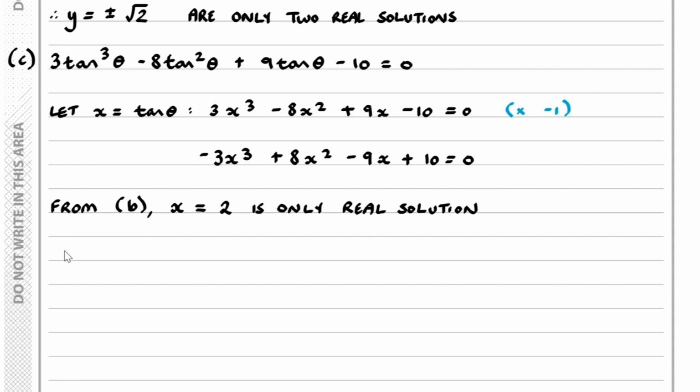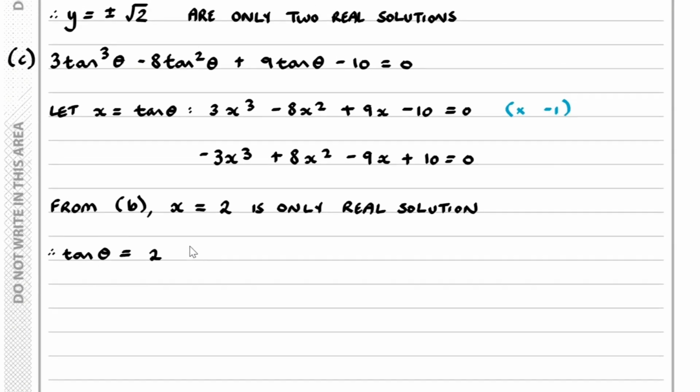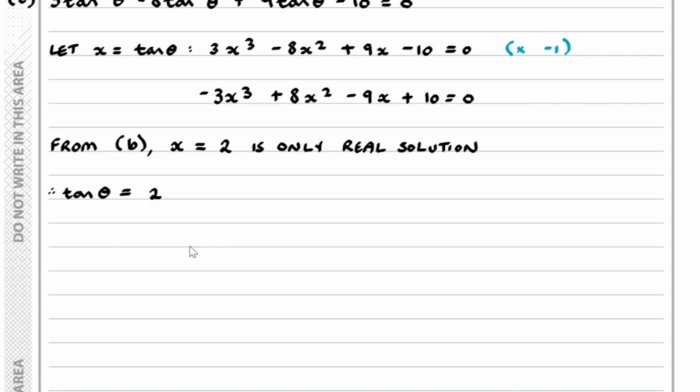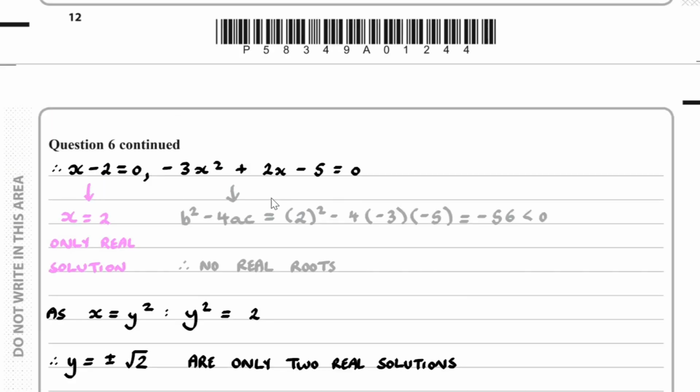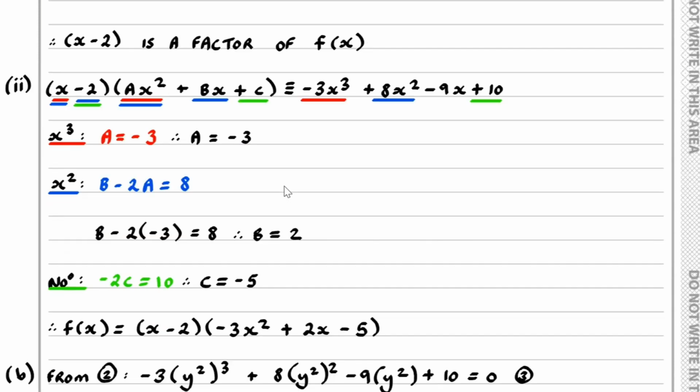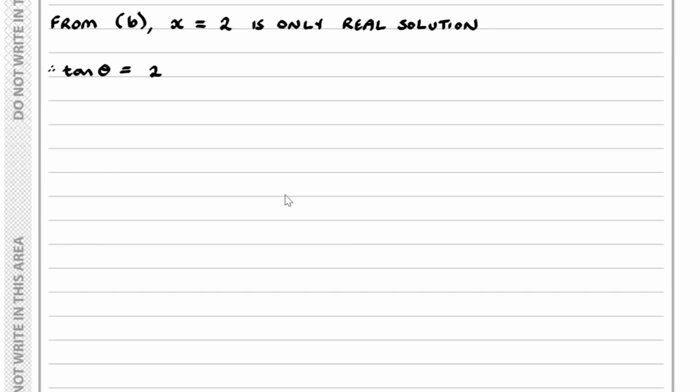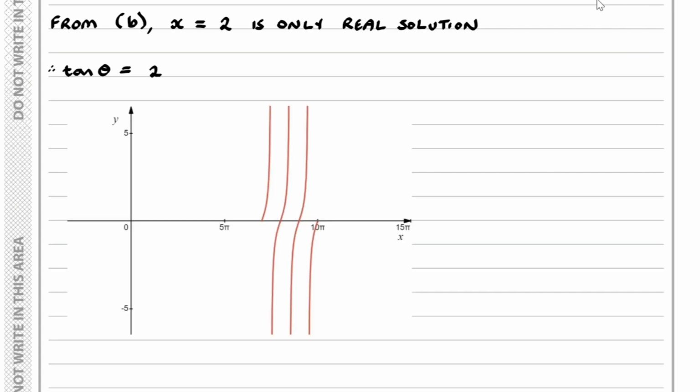And because x is equal to tan theta, that means we are solving the equation tan theta equals 2. We're seeing how many solutions this has between 7 pi and 10 pi. And what we'll do is we'll draw the tan graph. So we've got our tan graph in between 7 pi and 10 pi.